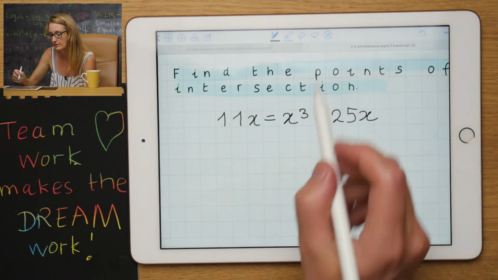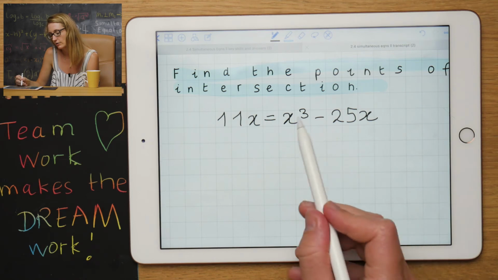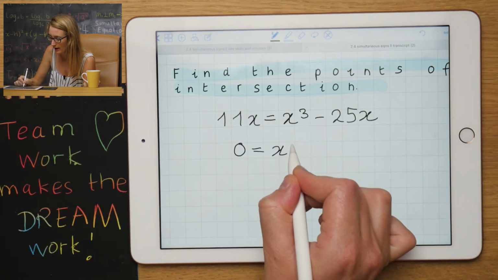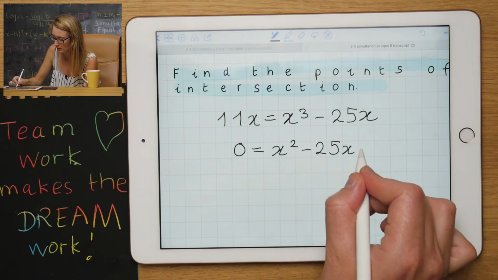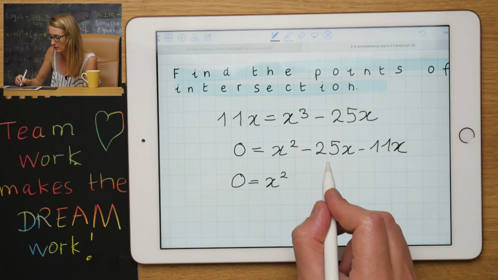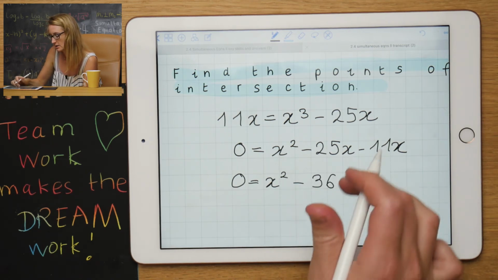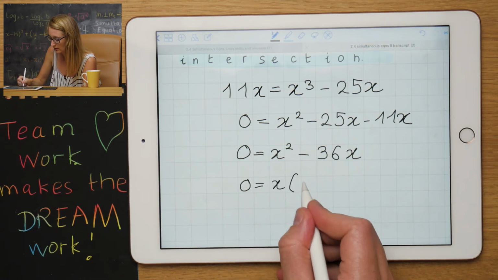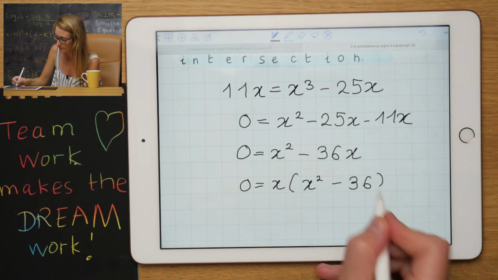This isn't a quadratic anymore. This is a cubic graph. If you're getting stuck here, if you're not sure how to deal with this type of situation, you need to go back and look at Key Skill 1 from indices. So I'm going to say minus 25 minus 11 is minus 36x. To keep going, I'm going to factor out the x. I'm going to have x squared minus 36.